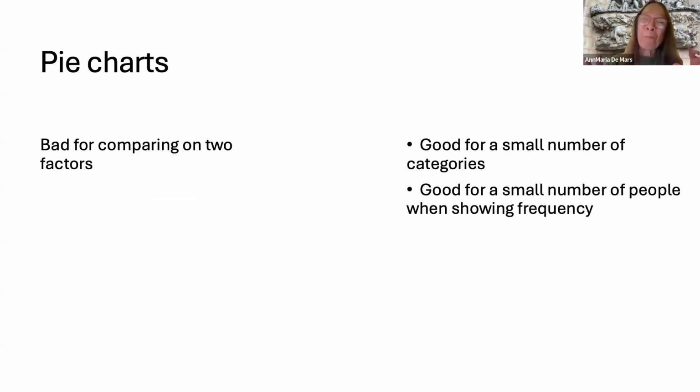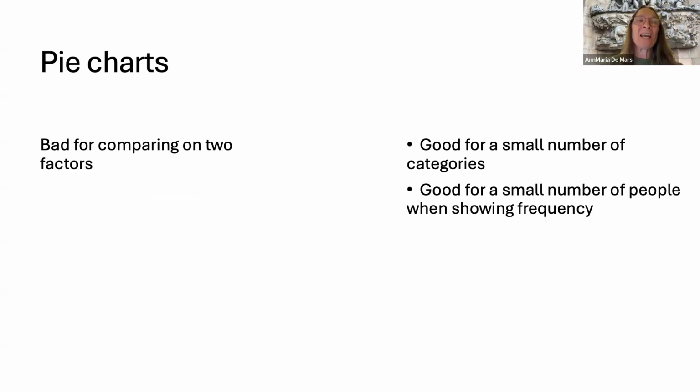Pie charts are bad for comparing two factors. People aren't very good at eyeballing it and saying, oh, this percentage is more than that percentage. They are good if you have a small number of categories. They're good when you have a small number of people, if you're going to be showing the frequency.